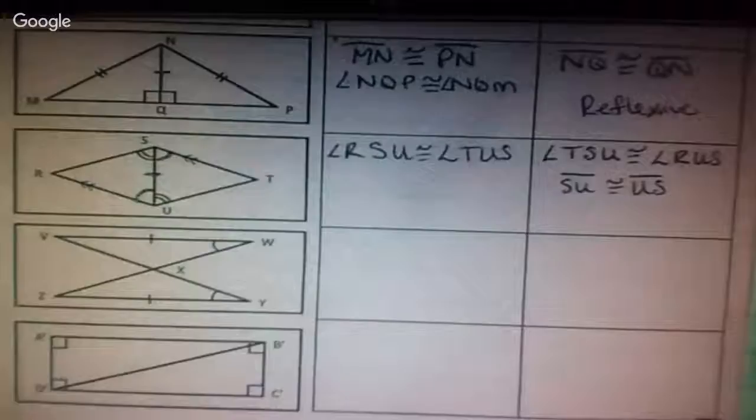Okay, so sometimes they're only going to give you one piece of information, but you can deduce, because they're parallel lines, that you've got an extra two angles that are congruent, and they share that line in common.